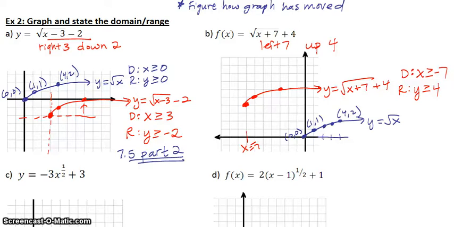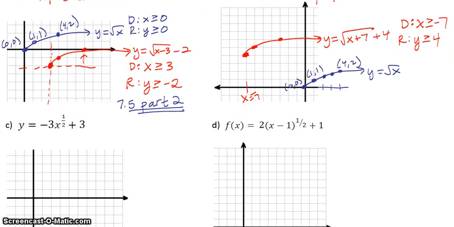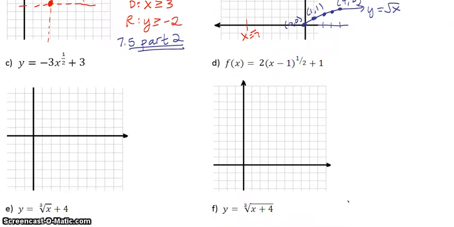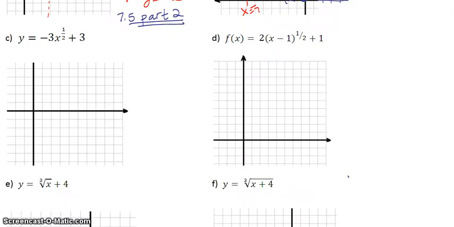Hey everybody, welcome to 7.5 part 2. So we're going to continue working on our square root and cube root graphs. And on this side we're going to continue to work on translating, but now we're also going to have a stretch or a compression with our movement.